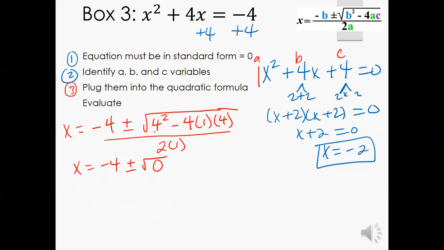Because you have 4 squared is 16. 4 times 1 times 4 is also 16. All right. Divided by 2. And when we simplify this, it's going to come out to be negative 4 divided by 2. What is negative 4 divided by 2? Negative 2.